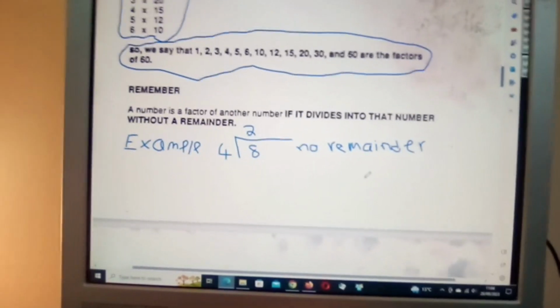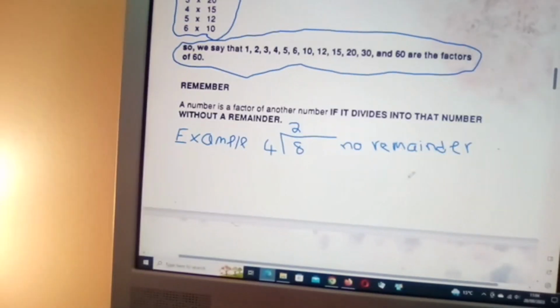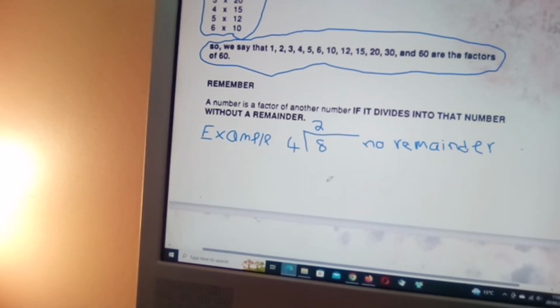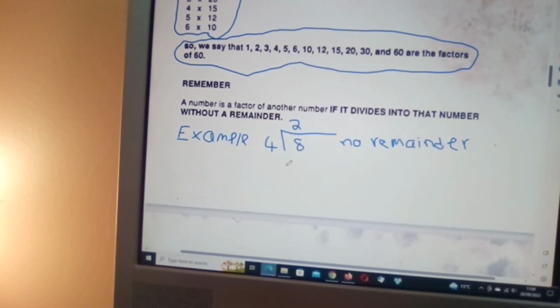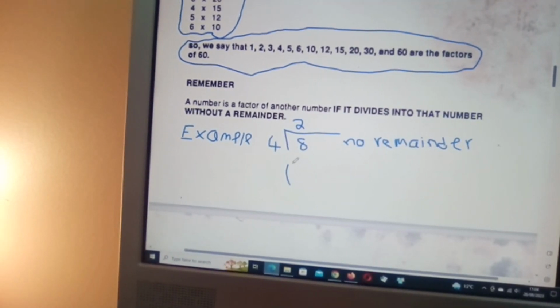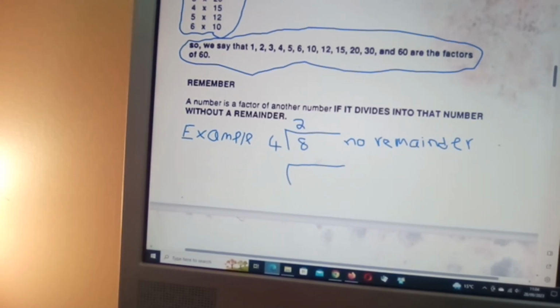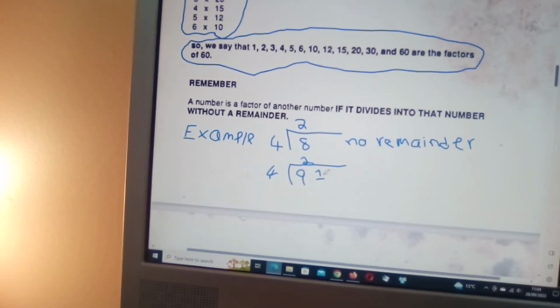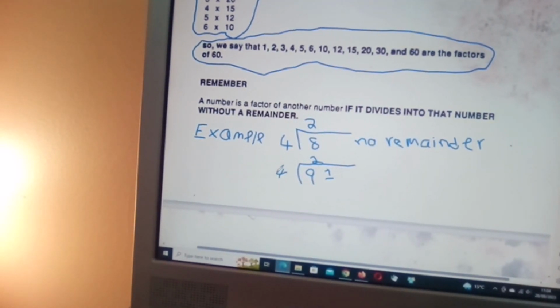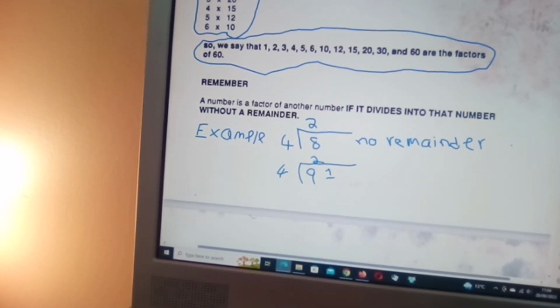Now, if I change that number to, let's say 9, right? 4 into 9, that will go twice. And I've got a remainder of 1, okay, and that is the difference. Therefore, that 4 will not be a factor of 9 in any shape or form. Okay.